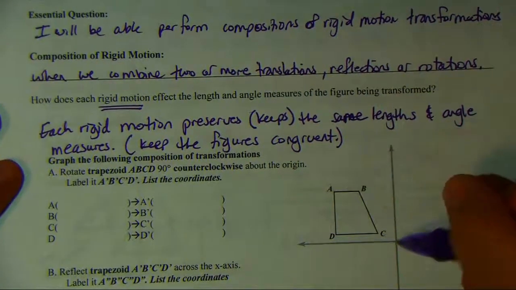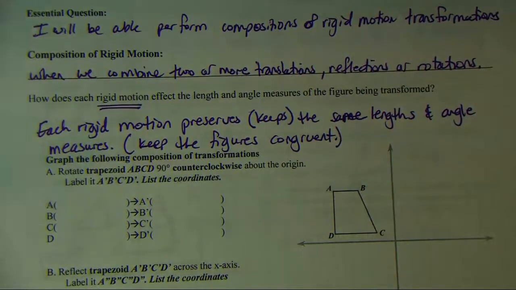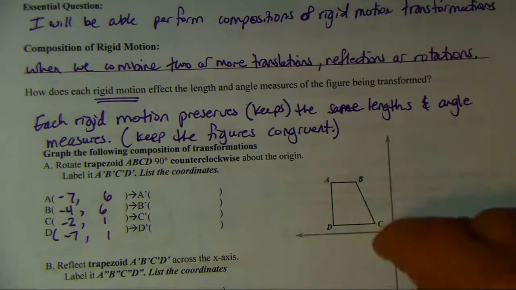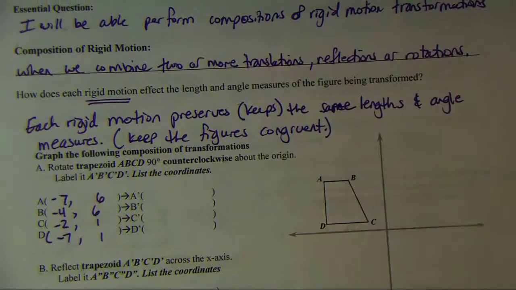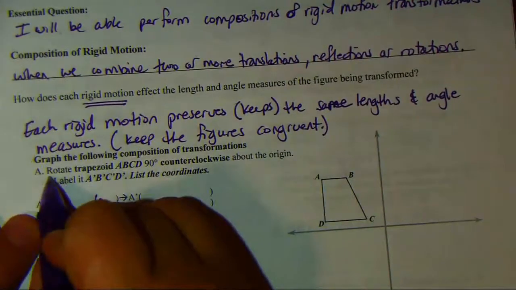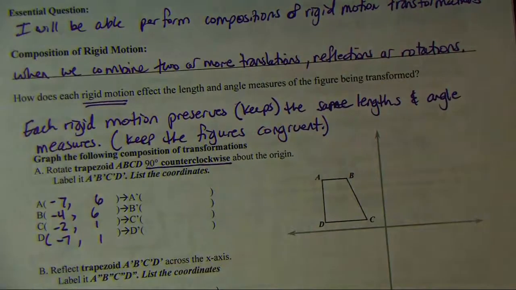So A is at, so we're going by ones here. So go ahead and pause the video and list the coordinates for A, B, C, D. So you should have gotten A at (-7, 6), B at (-4, 6), C at (-2, 1), and D at (-7, 1). So all I did was write down the points where A, B, C, and D are, okay? So now we are rotating this. So we want to rotate the trapezoid 90 degrees counterclockwise.